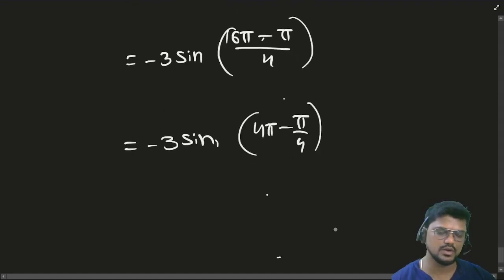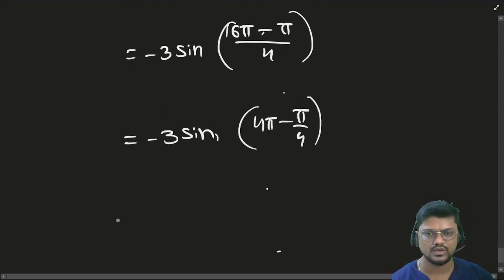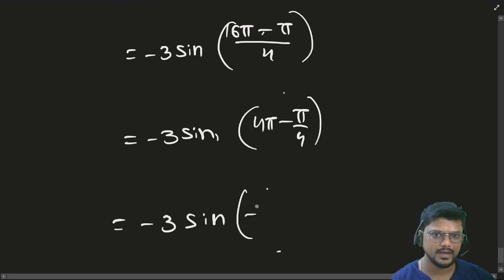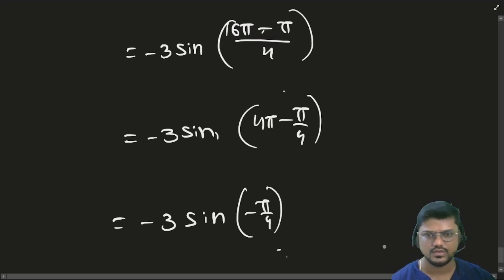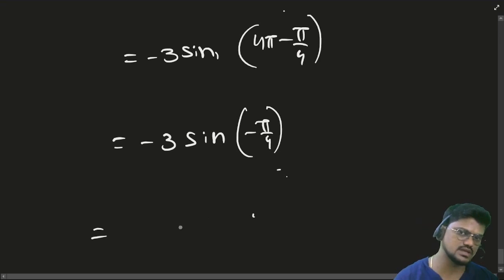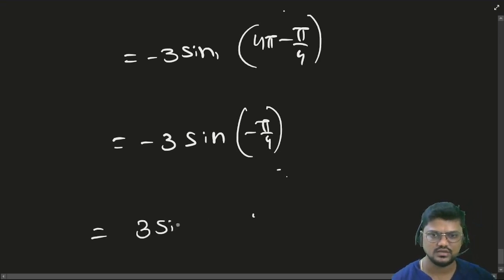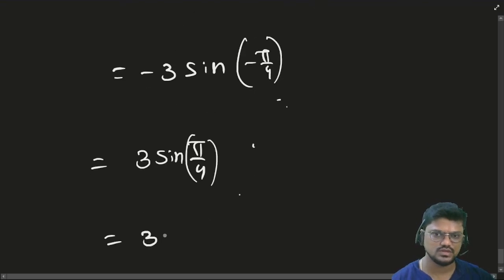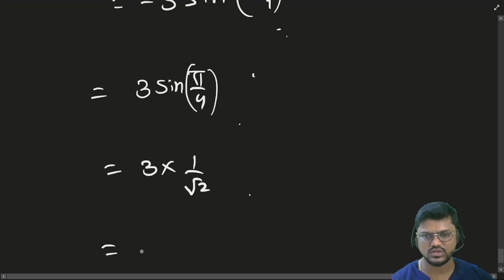Now there is a multiple of 2 pi. This is 2 pi or 4 pi. You can directly ignore those. So it will be minus 3 sine minus pi by 4, which gives you, this minus will go outside since sine minus theta is minus sine theta. So it will be 3 sine pi by 4, and 3 sine pi by 4 is 3 by root 2, which is greater than 0.